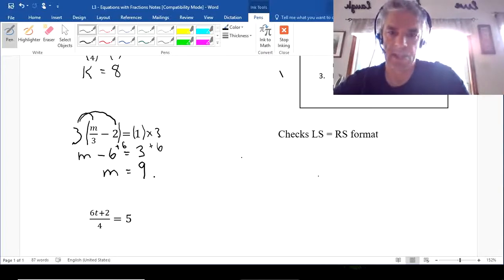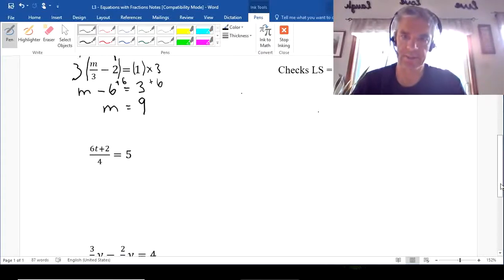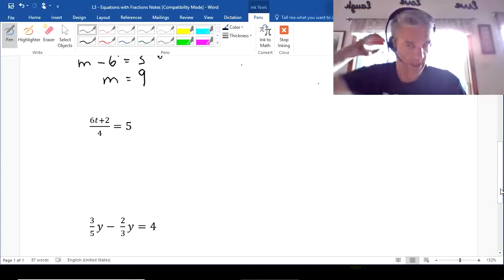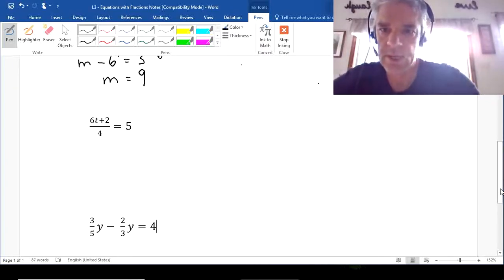Okay. And I don't find these ones that difficult, actually. I find them easier than the ones that we were working on yesterday. So the last one is a little trickier, but we'll get to it. Now, this one here, the only denominator is a 4.